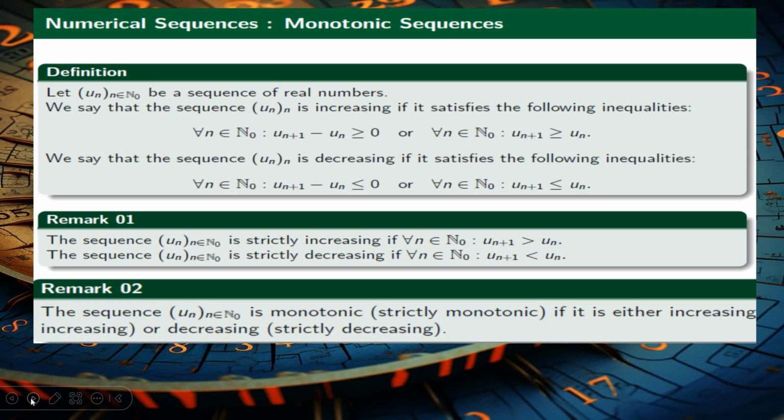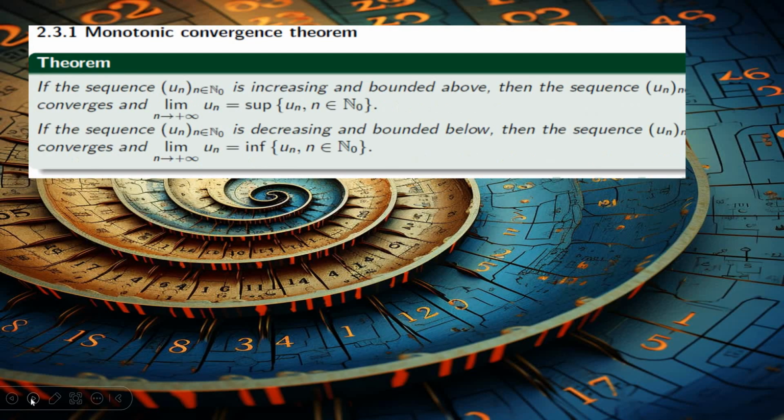Finally, we deduce the relationship between the three concepts, and we have the following theorem. If the sequence un is increasing and bounded above, then this sequence is convergent. If the sequence un is decreasing and bounded below, then this sequence is also convergent.